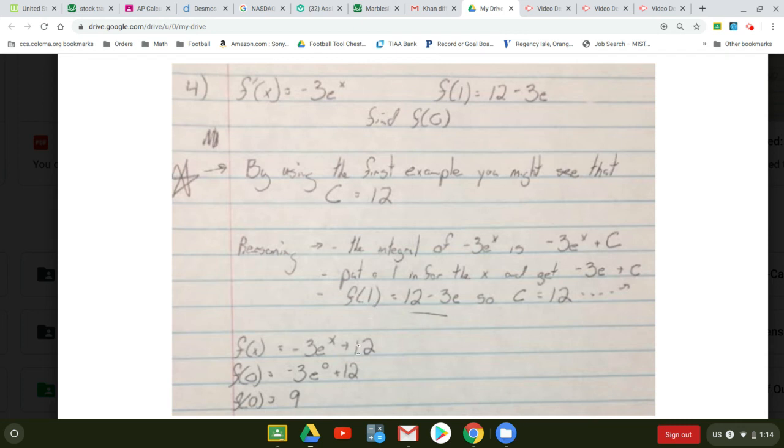And if that shortcut doesn't make sense to you, no big deal. You can just go through the steps: find the integral, use the initial condition to solve for c, and then substitute the x value that you're looking to find f of.